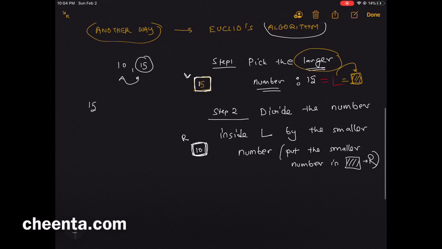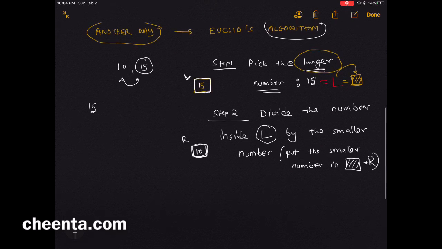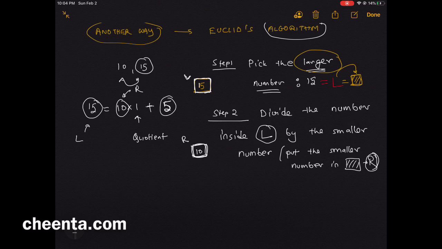And we want to divide the number inside L by the number inside R. So let's do that. It's 10 times 1. So this one is the number inside L. This one is the number inside R. And this is the quotient. So let's call it Q. And we have a remainder, which is 5. So this is the remainder. So step 2 of the process is done.